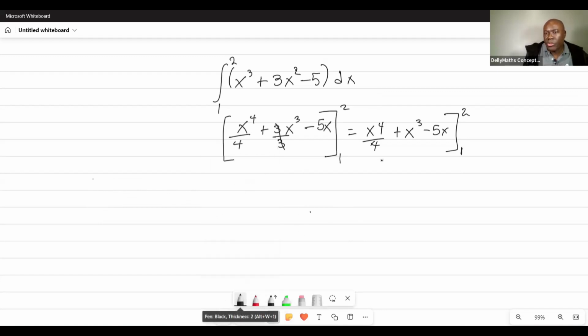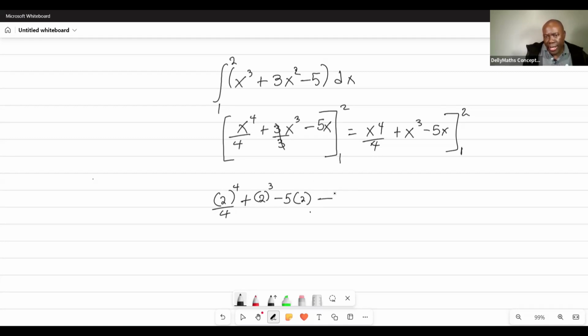So in substituting our upper limit, we're going to substitute 2, then raise it to the fourth. Then we're going to divide this by 4. We're going to add 2. We're going to raise it to the third. We're going to minus 5 times 2. So this is my upper limit being substituted in the function.